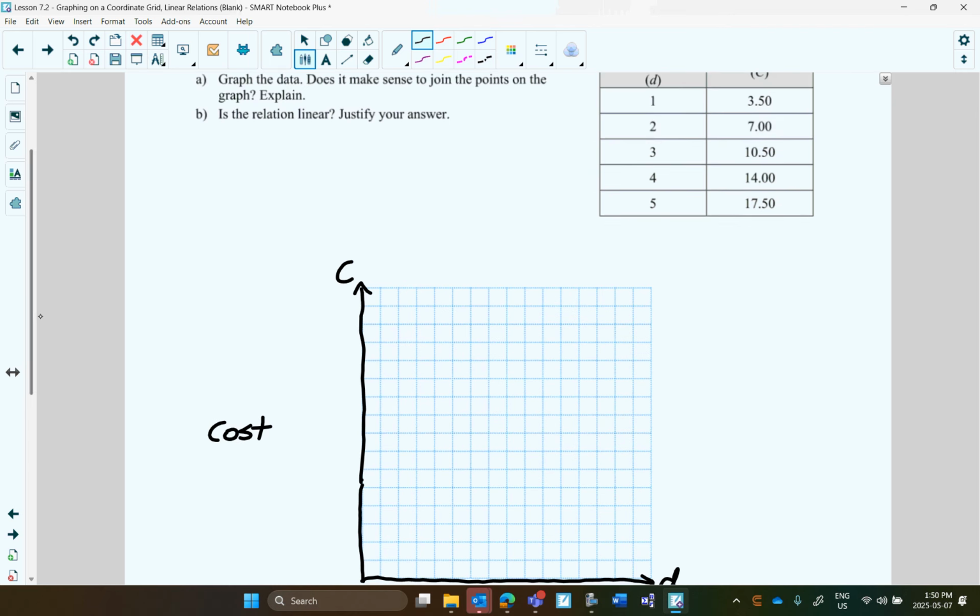What should we go up by for the cost? Remember, you can go up by anything you want, as long as it's the same amount every time. You don't have to go up by $1. You don't have to go up by $2. You don't have to go up by $5. You can go up by $2.50 if you want to. It's up to you. So what do you think you did?